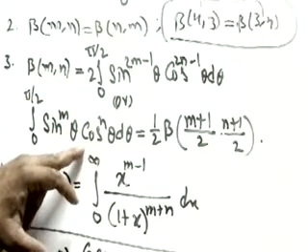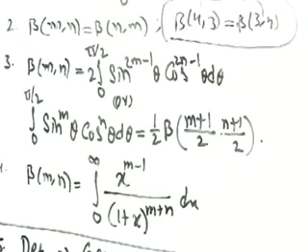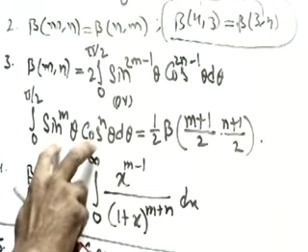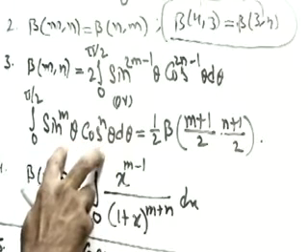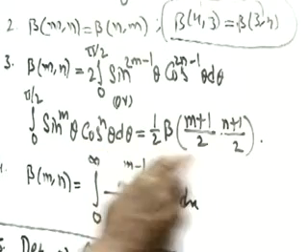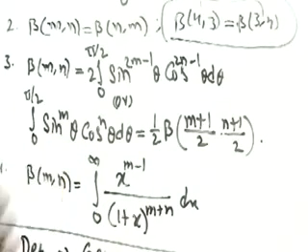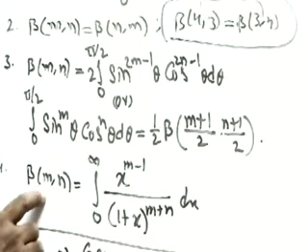One more formula is there, from 0 to pi by 2, we can change it to this one. The integral of sin power m theta cos power n theta d theta equals 1 by 2 into beta of (m plus 1) by 2 comma (n plus 1) by 2. When we see that the question is in terms of sine or cos or sine cos or tan or cot, we have to use this formula.